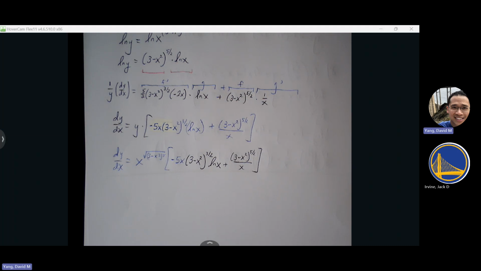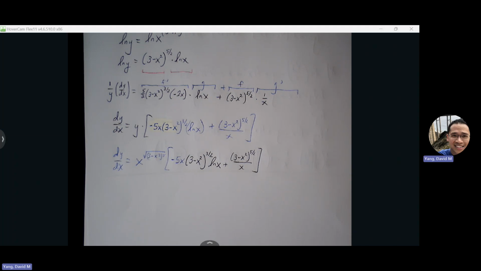Once we find the derivative using product and chain on the right side, bring the y over to the right side, and then replace the y back in terms of the original function, and then there's your derivative.